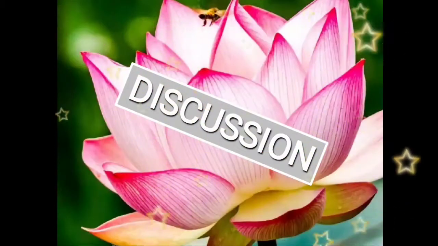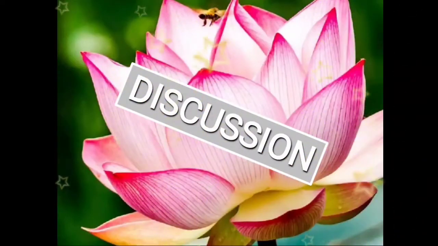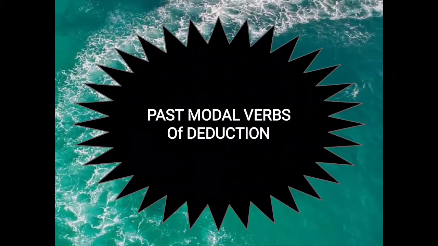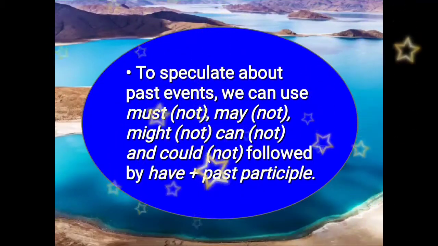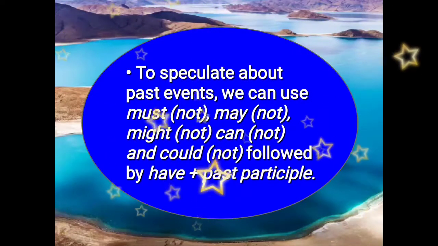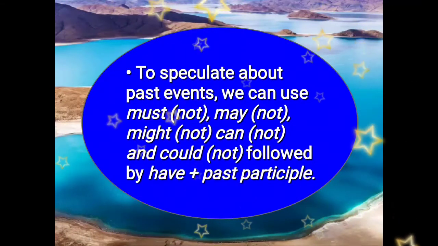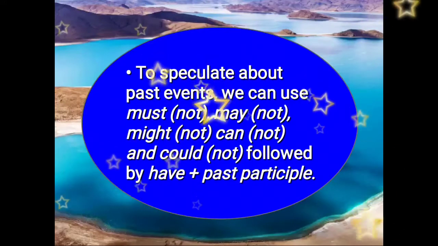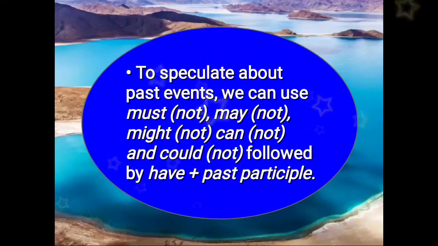Well, now we come to the discussion. Past modal verbs of deduction. To speculate about past events, we can use must or must not, may or may not, might or might not, can or cannot, and could or could not, followed by have plus past participle.